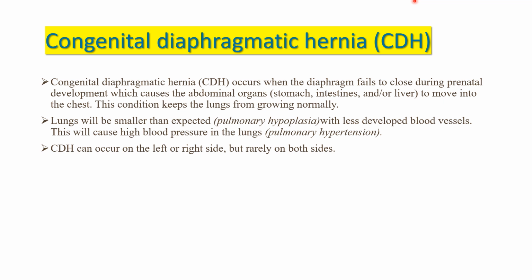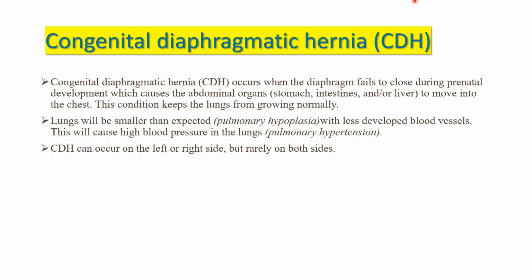As a matter of fact, pulmonary hypertension and pulmonary hypoplasia occur as a direct consequence of the herniation of the abdominal content into the thoracic cavity and the resulting compression of the growing lungs. The size of this defect and the degree of pulmonary hypoplasia and PPHN determine the severity of the condition, which can be life-threatening.